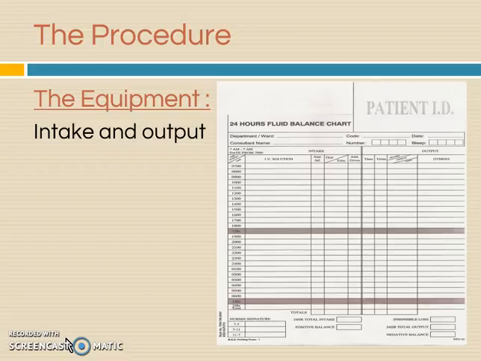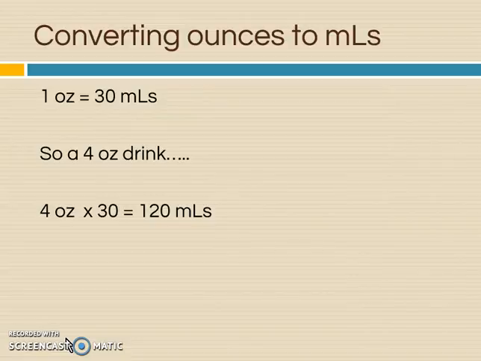This is an example of a form that you might use for intake and output. There's various ones. You might be using an electronic medical record for this. Converting ounces to milliliters, 1 ounce is 30 milliliters, so a 4-ounce drink, you would just multiply the 4 ounces times 30, get 120 milliliters. Now that's not exact. I think if you go online, you're going to find that it's a little bit off. Well, this is PO. Generally, you wouldn't use ounces for output. You would just use ounces for intake.